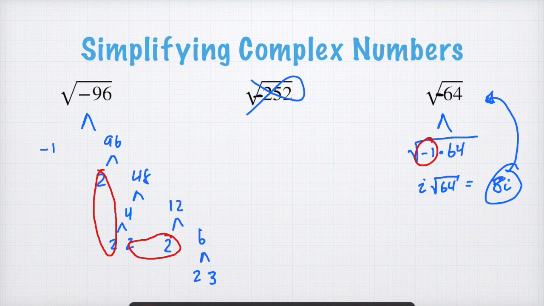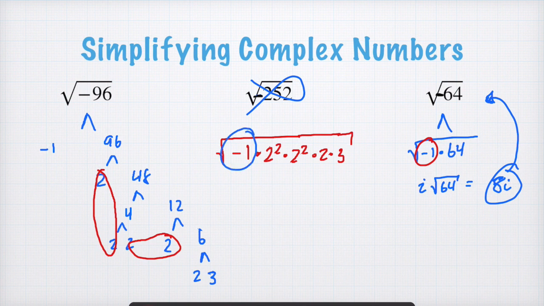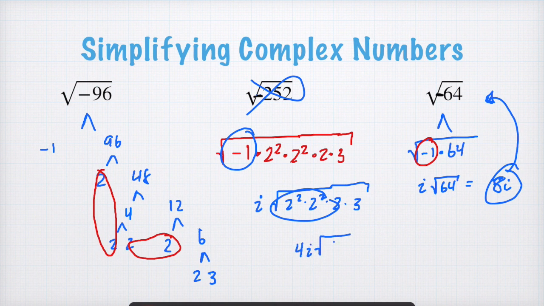So in the end, this is why we're skipping the middle one, because the middle one's really big. We have the square root of negative 1 times 2 squared times 2 squared times 2 times 3. And we're going to go ahead and factor out what we can. Well, we can factor out this negative 1, which will be an i. So we have i times 2 squared times 2 squared times 2 times 3. Remember, our square root will undo our squares, so we can pull out both of these 2's. So we'll end up with 4i times what's left over, and what's left over is the 2 times 3, which is 6. So we have 4i root 6.